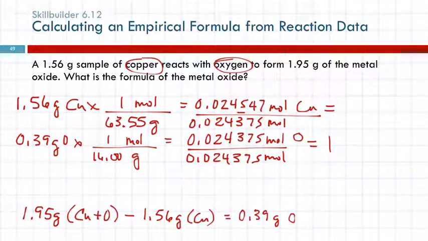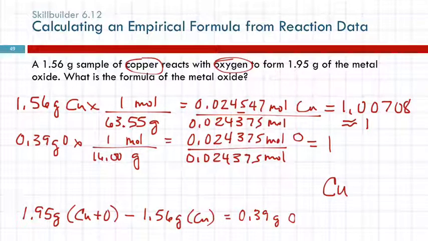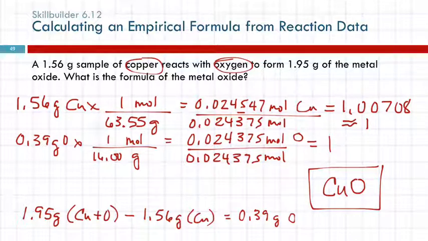And this ratio, one comes out to be 1.00708. This is close enough to the whole number 1 that we can round it. And so we've got a ratio of 1 mole of copper to 1 mole of oxygen. Any questions? Copper to oxide. It would be copper 2 oxide, yep.